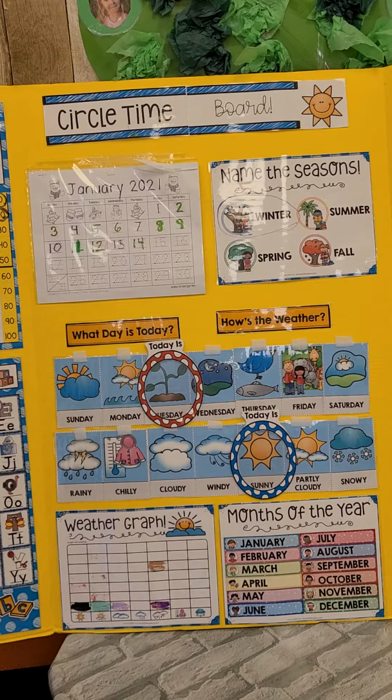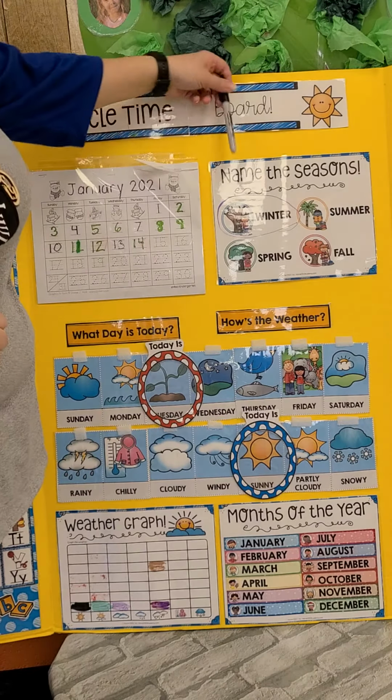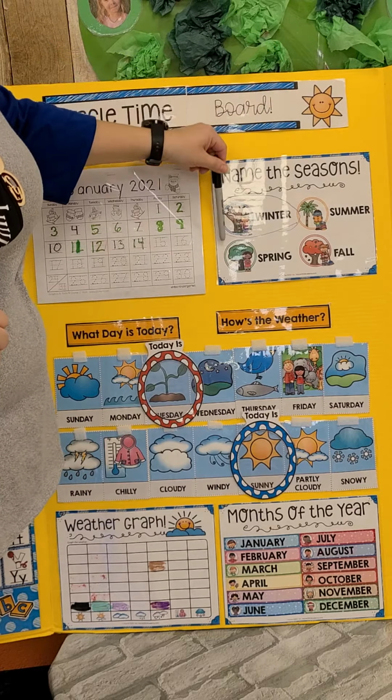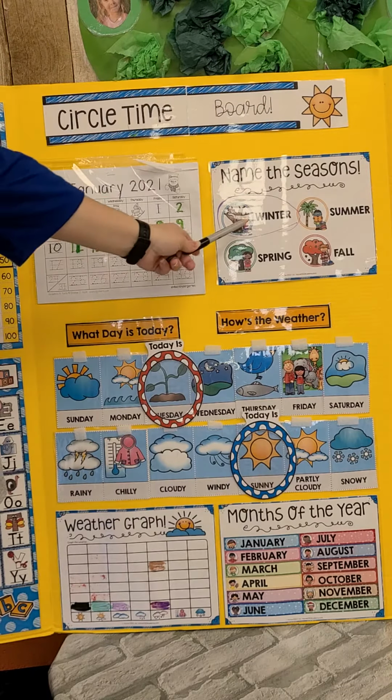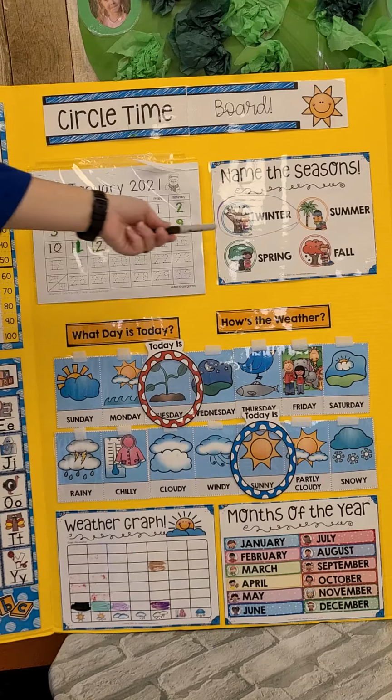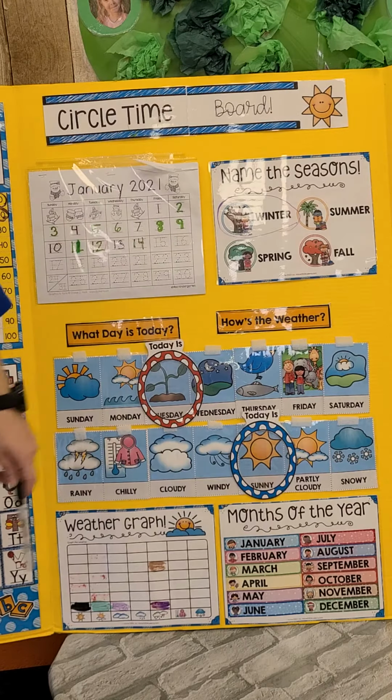You ready to go over the names of the seasons? Be sure to say them with me. Winter, summer, spring, and fall. We're in the winter month. If you notice, she's got her mittens and her scarf on.